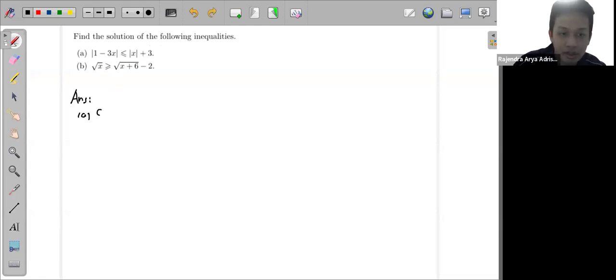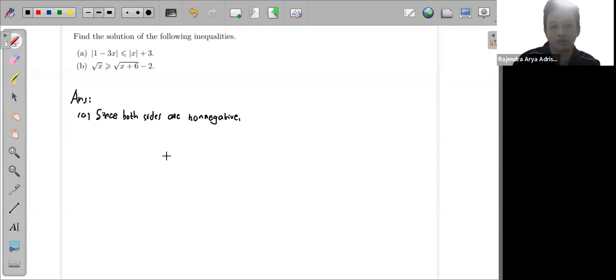So I say here, since both sides are non-negative, we can just square both sides. So let me name this inequality as 1, by squaring them.